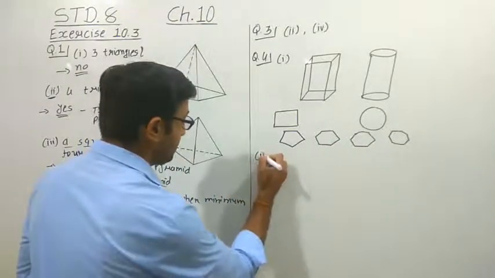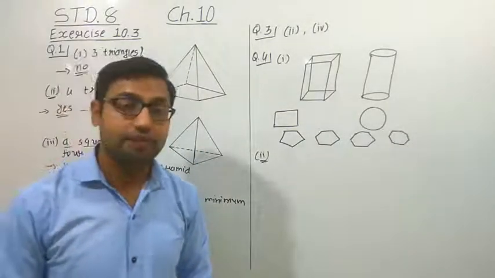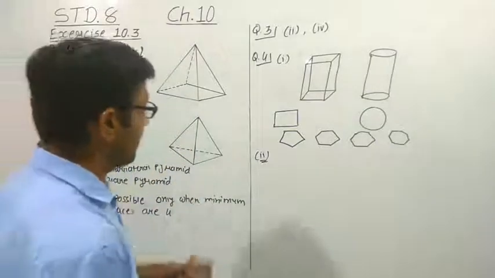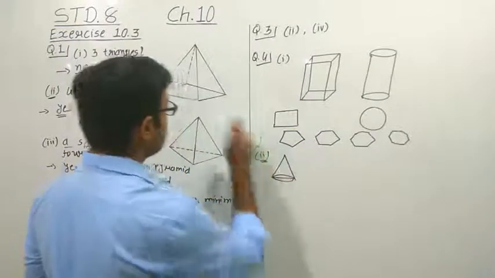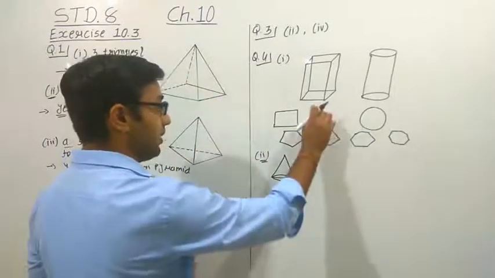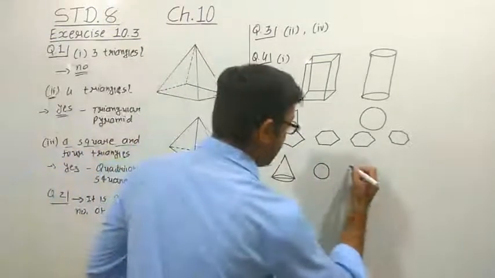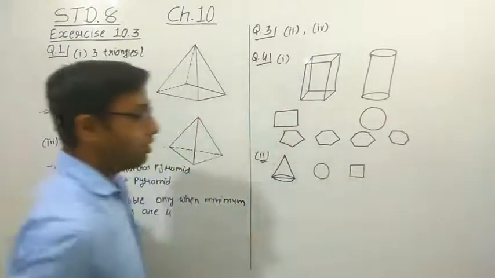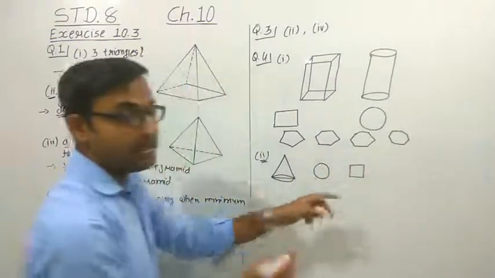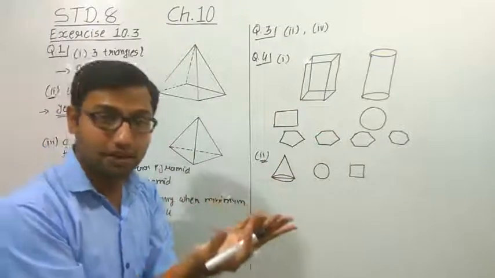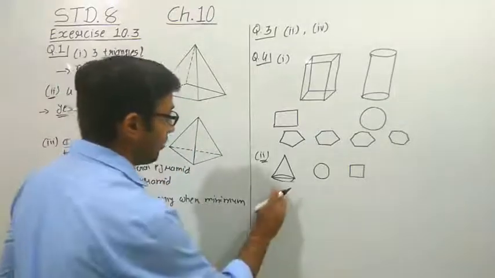In the same way, the second question is, how are prisms and cones alike? Prisms and cones. This is the prism and this is the cone. So how do these two shapes become alike? In the same way, the base of the cone is a circle, and the base of the prism looks like a square or a rectangle. So if we increase the number of sides in the base, then the base will look like a circle, and then this pyramid will become a kind of cone.